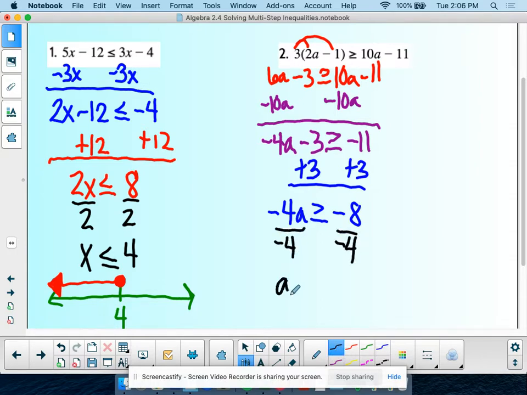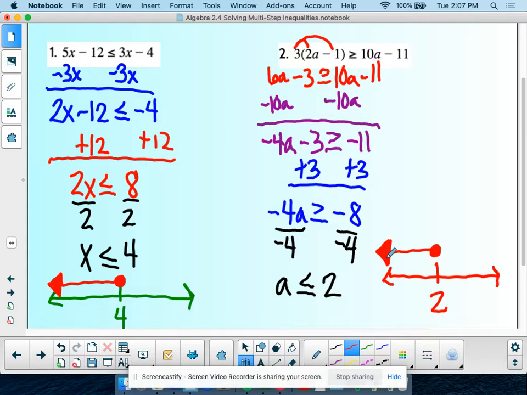And I hope you're thinking, ding, ding, ding, right? I'm dividing by a negative, so I have to flip my symbol. I'm switching it the other way. Negative 8 divided by negative 4 should be 2. And now we'll graph this guy over here. I'm at 2. Filling it in because it's equal to. And I want to be less than that, so I'm going to the left. Okay.